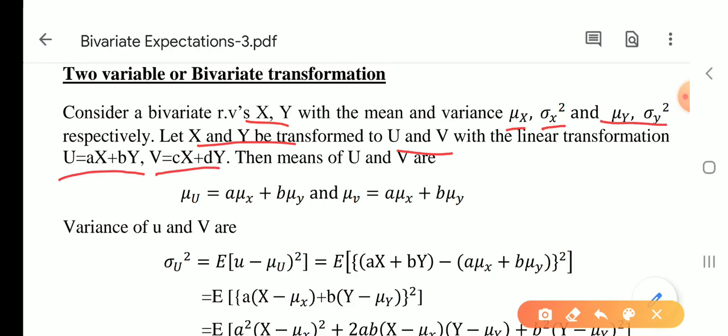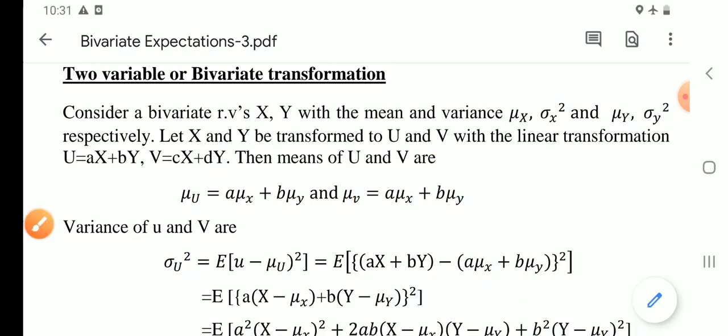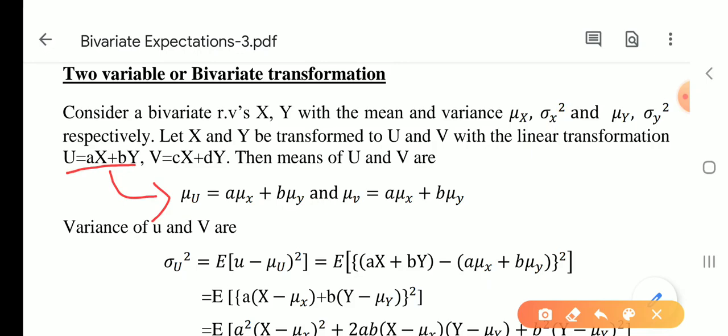Then the means of U and V are, so we know that for the transformation U is equal to aX plus bY, if I apply the mean, it will be mu u is equal to a into mu x plus b into mu y. Similarly, if we write the mean of V, we get mu v is equal to c into mu x plus d into mu y. So the means of U and V we have found.